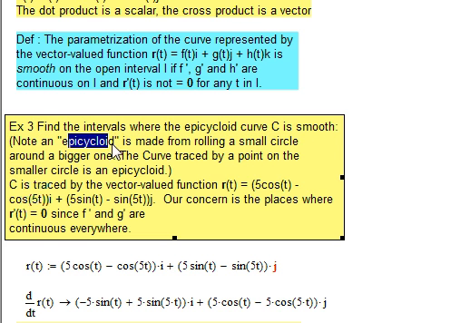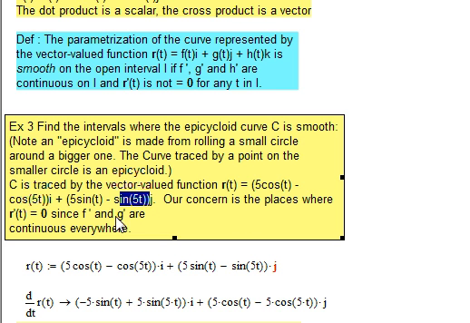Note an epicycloid, if you've never heard of that before. It's probably not an everyday dinner table word. It's made from rolling a small circle around a bigger one. The curve traced by a point on the smaller circle is an epicycloid. So C is traced by the vector valued function r of t equals, I'm just giving this to you, 5 cosine t minus cosine 5t i plus 5 sine of t minus sine of 5t j.